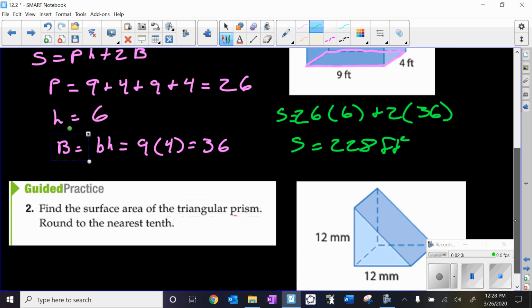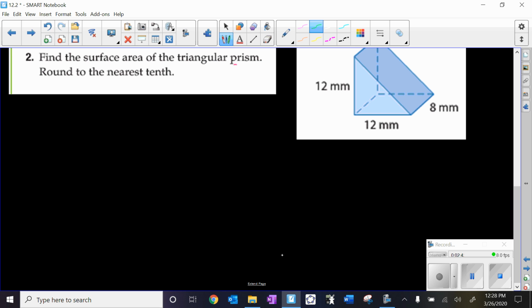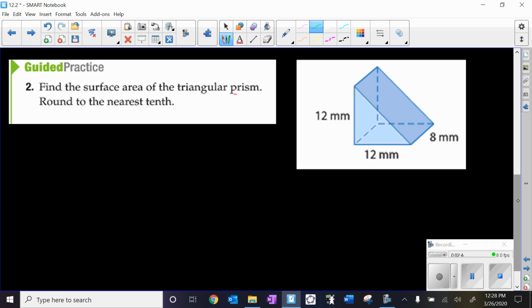Okay. We're also going to do this bottom one because it's a different shape. Instead of a rectangular prism, it is now a triangular prism. So we're going to do the same thing. Still uses the same formula, but it's going to change up just a little bit.